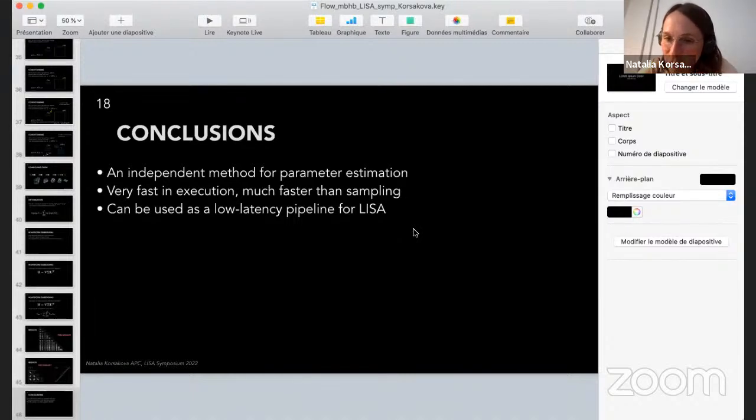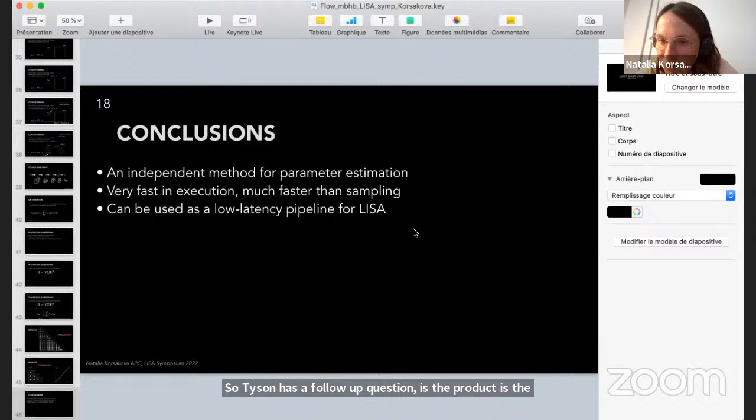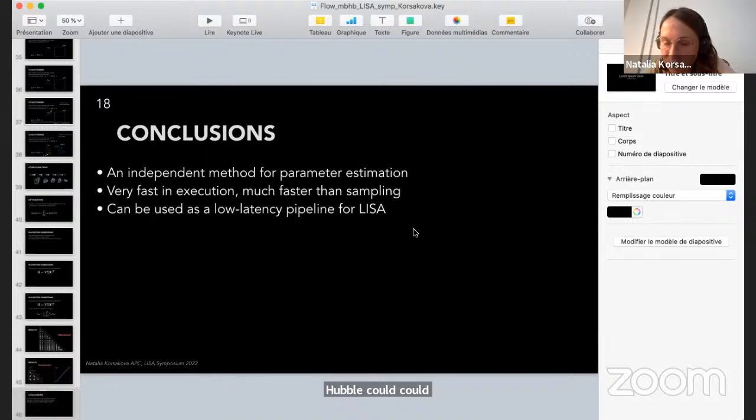So Tyson has a follow-up question. Is the product of getting this continuous distribution packageable? Could it be distributed as one of the data products as part of the catalog? Yes, we can. It can be distributed as software, maybe.